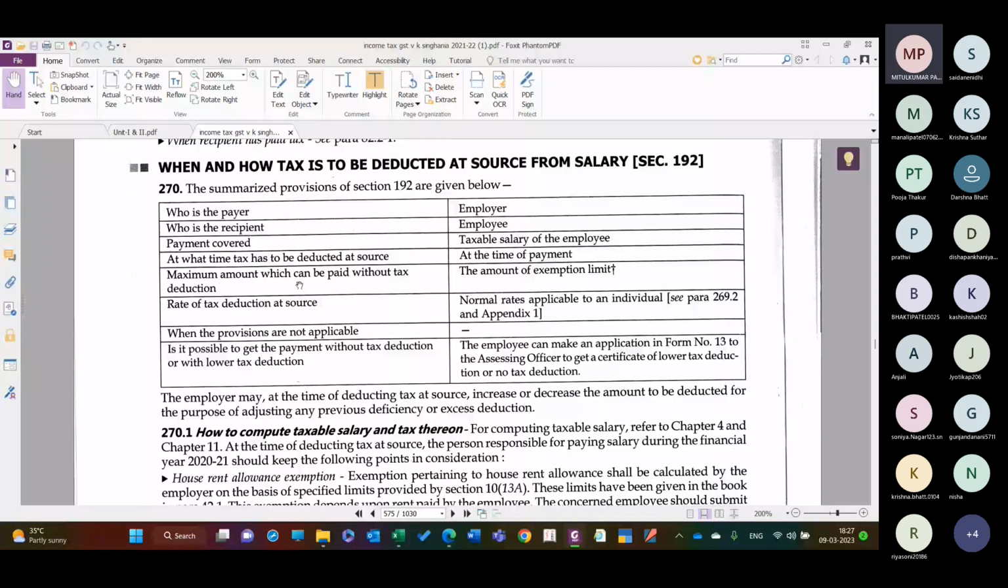The payment covered is taxable salary. At what time does the tax have to be deducted? At the time of payment. So सैलरी का जब भी पेमेंट होगा, उसी समय पे TDS काट लेना पड़ेगा.